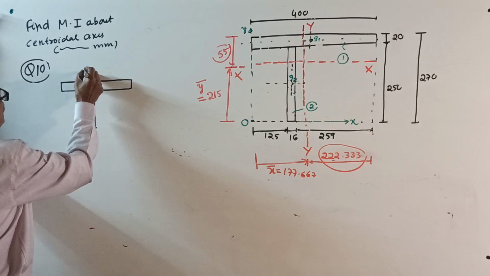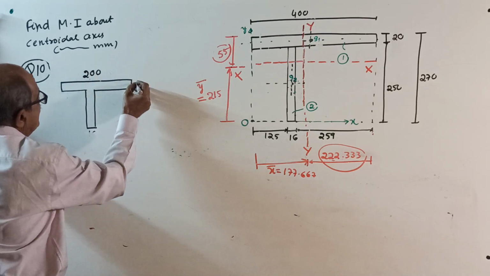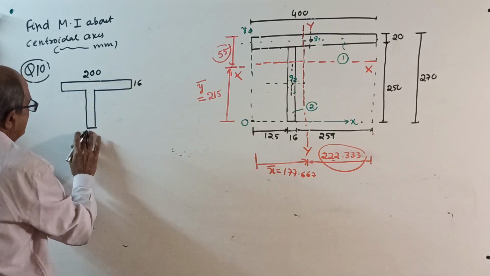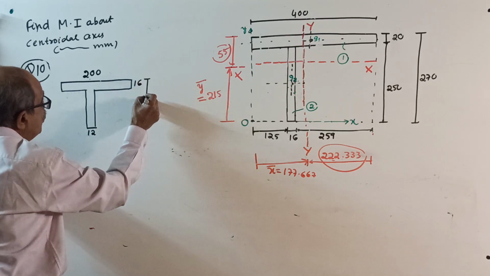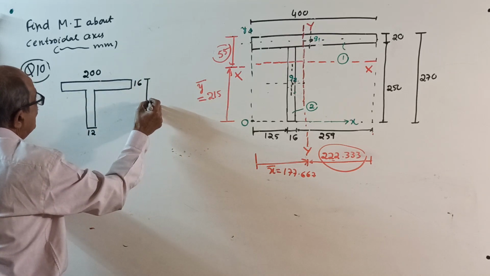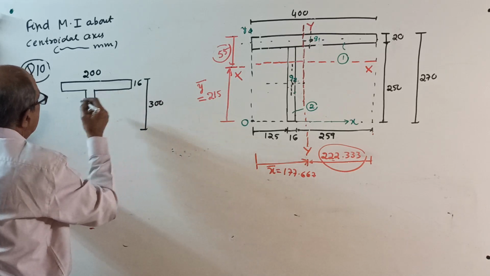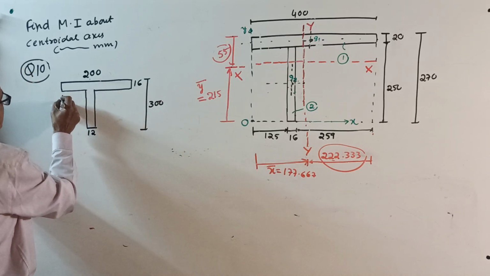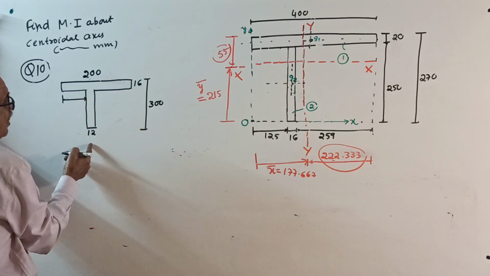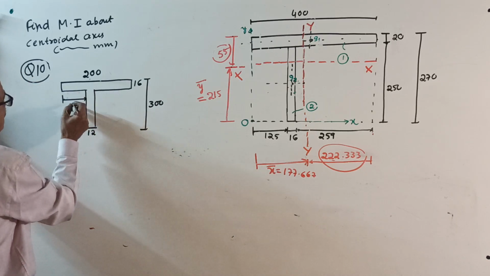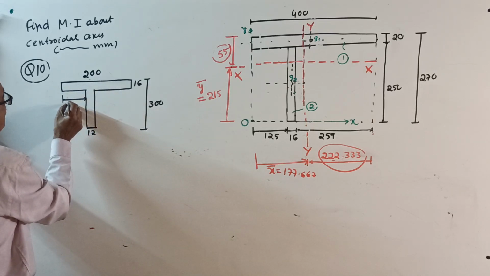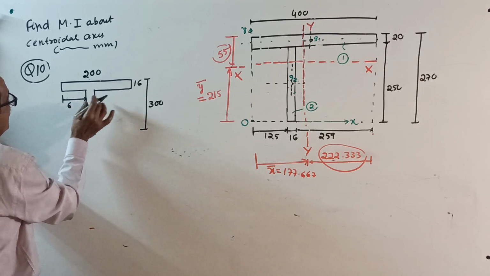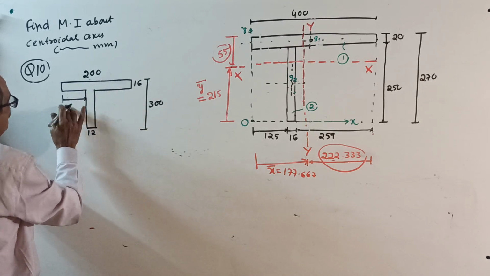This is 200. This is 16. This thickness is 12. And this time, overall depth given of, say, 300. And this offset given. Some offset, how much, say, 200 by 2, that is 100. It's lesser, I want 50, 60. 60 means little bigger. 80 will do, 80.